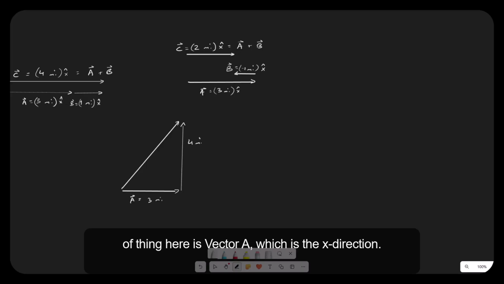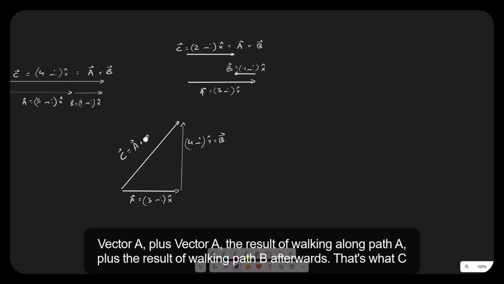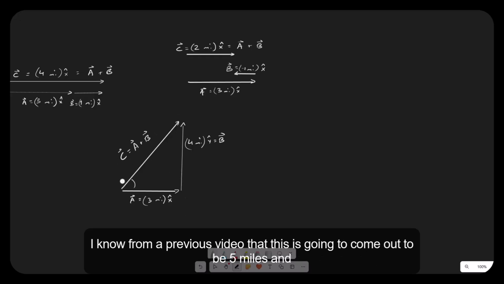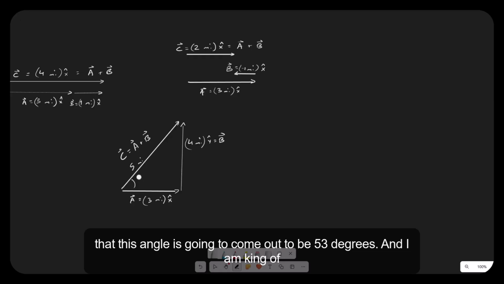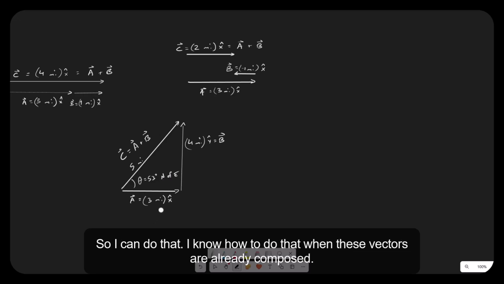Here's vector A, which is 3 miles in the x direction. Here's vector B, which is 4 miles in the y direction. And here's vector C, which is vector A plus vector B, the result of walking along path A plus the result of walking along path B afterwards. That's what C is. I know from a previous video that this is going to come out to be 5 miles, and that this angle is going to come out to be 53 degrees, north of east. I know how to do that when these vectors are already components.